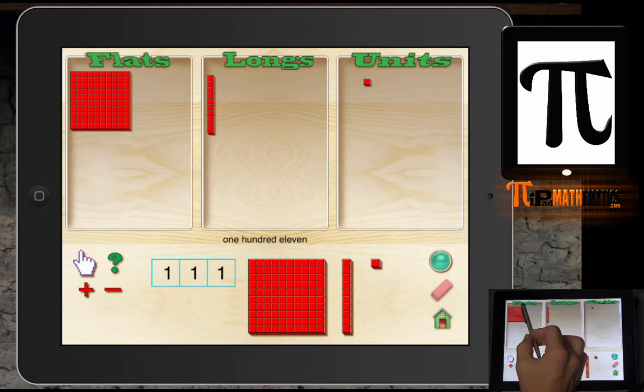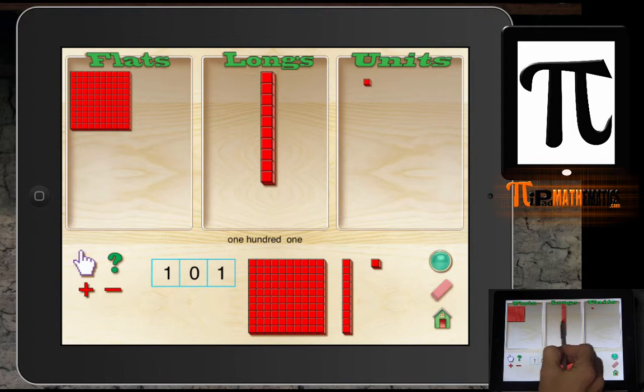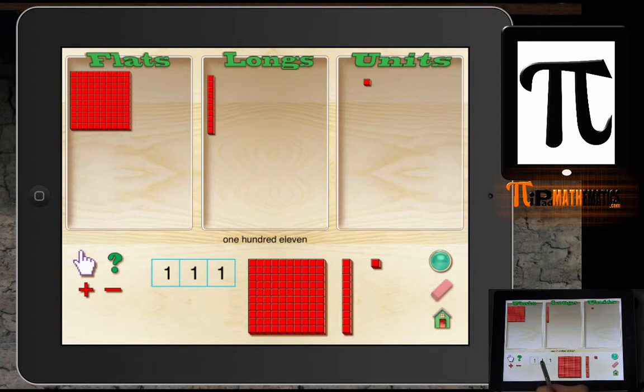You could say your flats are your whole, 1. Therefore, this number would be 1.11 or 1 and 11/100ths. Or you can make your longs your 1, your whole, and if that's the case, then this would represent 11 and 1/10 or 11.1. But as always, most of the time, we make our units the whole, and therefore our number is 111.